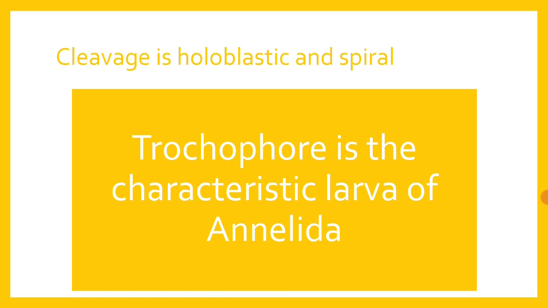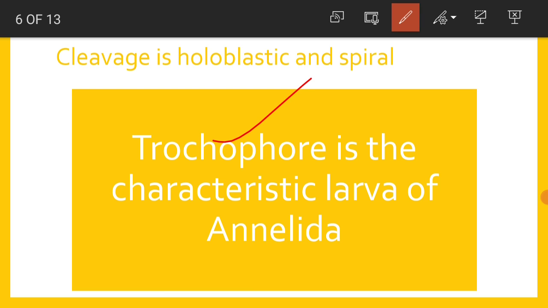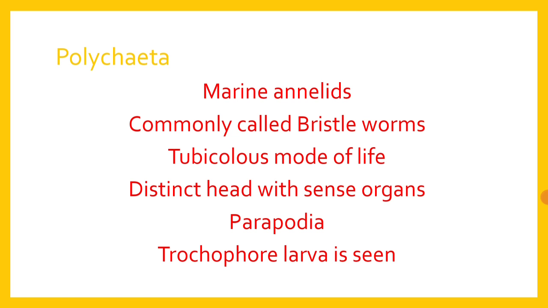And cocoon may be formed or may not be formed. Cocoon is normally formed from the clitellum region, of course, and cleavage is holoblastic, that means complete, and spiral. And the most important point is the typical annelid larva is trochophore. Trochophore is the typical annelid larva. This is also found in mollusks. From this we can understand that from Annelida molluscans have originated. So trochophore larva is found in Annelida.